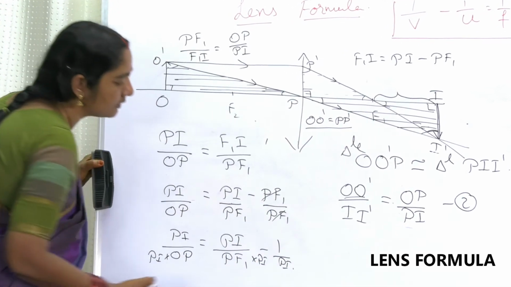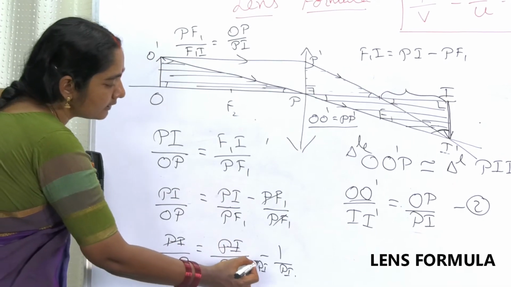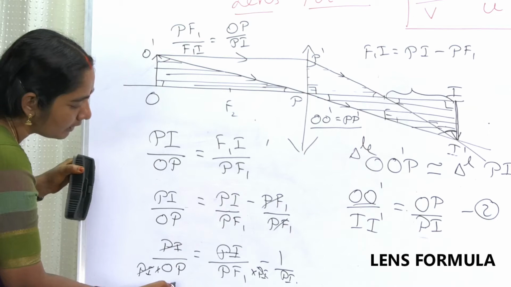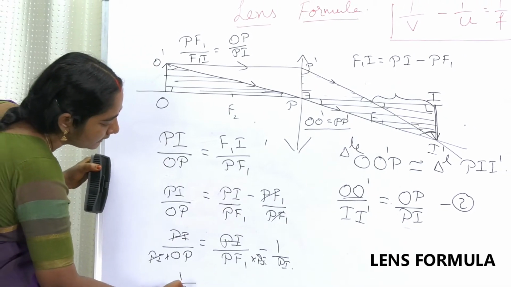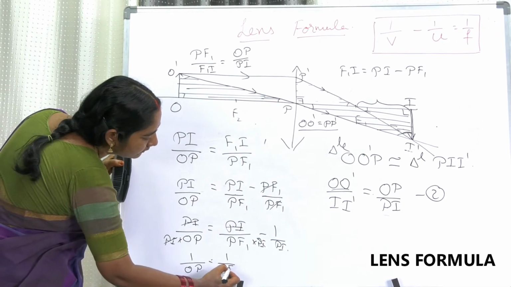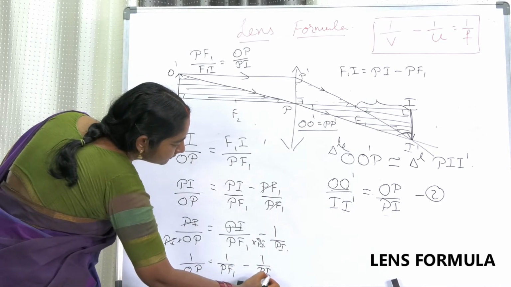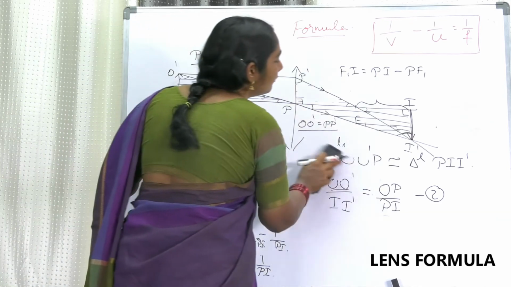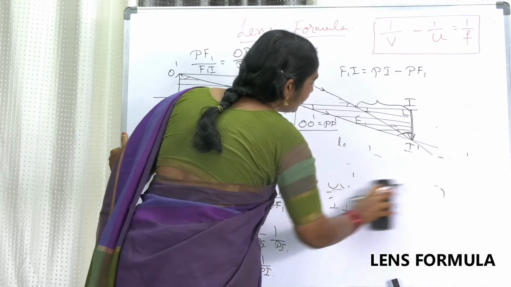See, we can do it. When we divide every term by Pi, here Pi and Pi are getting cancelled. So from this, now what are we getting? 1 by OP is equal to 1 by Pf1 minus 1 by Pi. This is important. So now my dear friends, we are coming to the end of the derivation. We almost came to the end of the derivation.